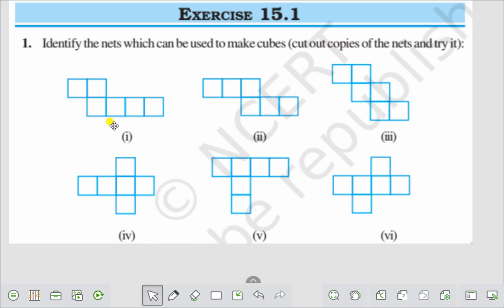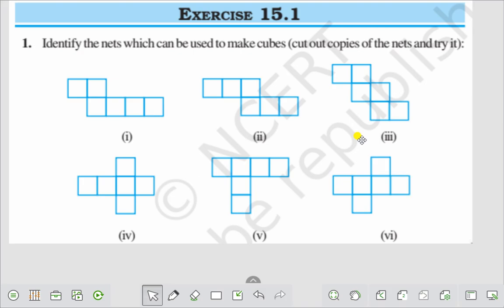Next we will try for question number 2. This can be folded here. This can be folded here. This can be folded on this. This can be folded. Yes, 2 can. With this net we can make a cube.